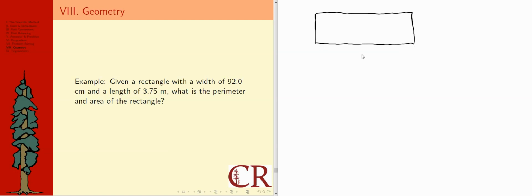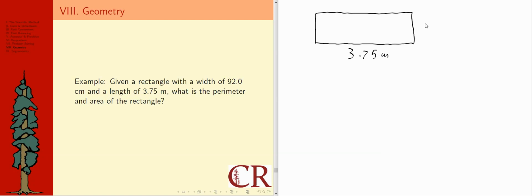I mean, clearly the longer side should maybe be the larger number. So maybe I'd put 92 down here and 3. Wait a minute, there are some units here. Longer side should be length, right? And 3.75 meters is actually quite a bit longer than 92 centimeters. So I'm going to put the 3.75 meters on this side, label that part there, and then this over here is the 92 centimeters.